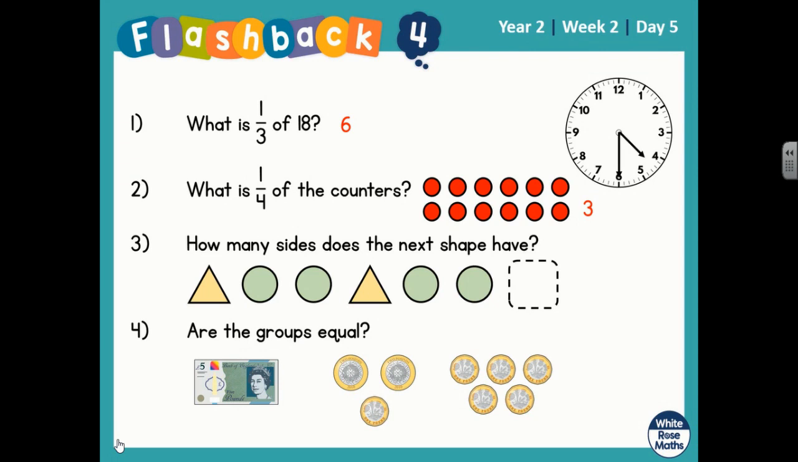Question 3. How many sides does the next shape have? Triangle, circle, circle, triangle, circle, circle, triangle. And we know a triangle has 3 sides. Are these groups equal? We've got a £5 note, then we've got 2 £2 coins and a £1 coin, and then we've got 5 £1 coins. All the groups are worth £5.